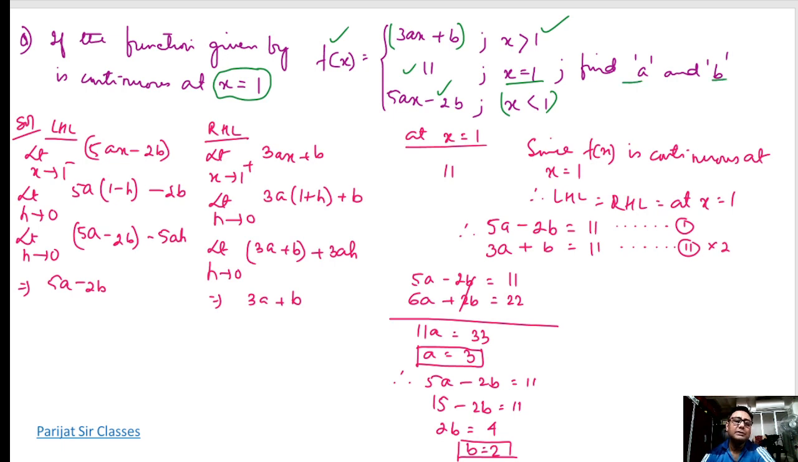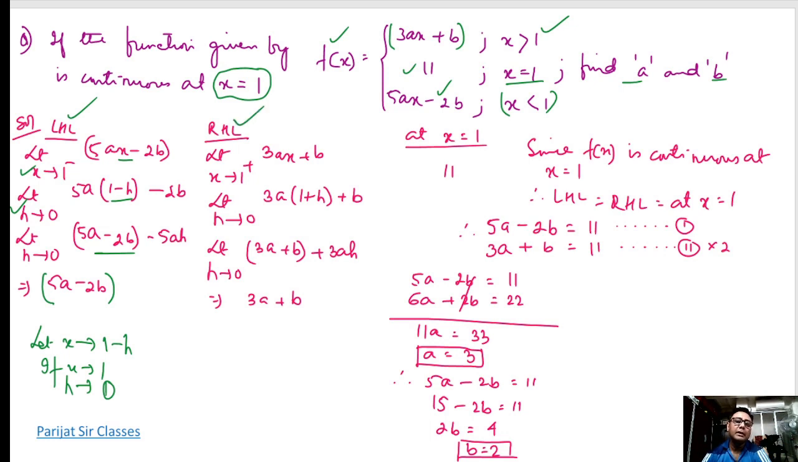First of all, let us take the left hand limit. I have to check it at x equal to 1, so let x tend to 1 minus h. If x tends to 1, h tends to 0. In place of x I will put 1 minus h, and we are getting this. Now putting the value of h, we are getting this answer.